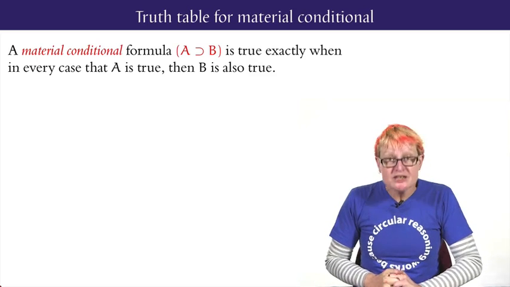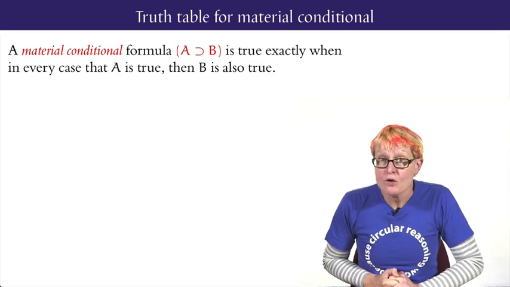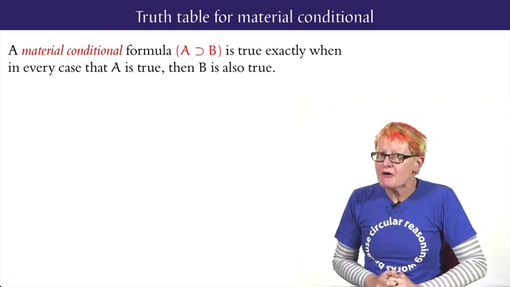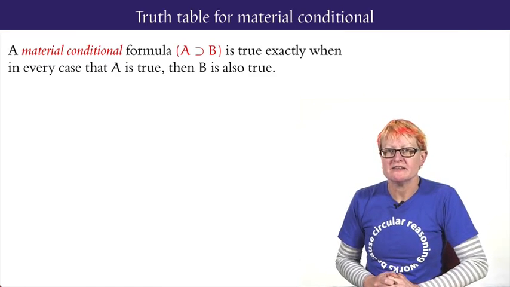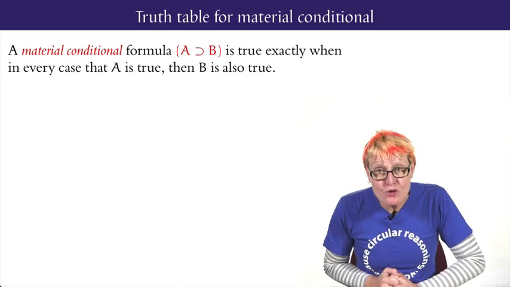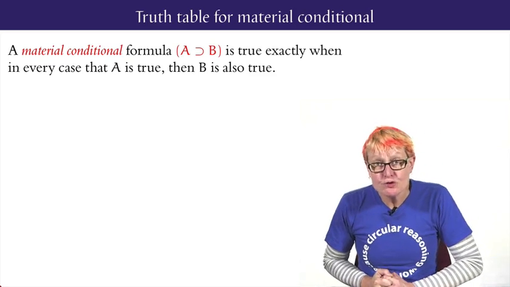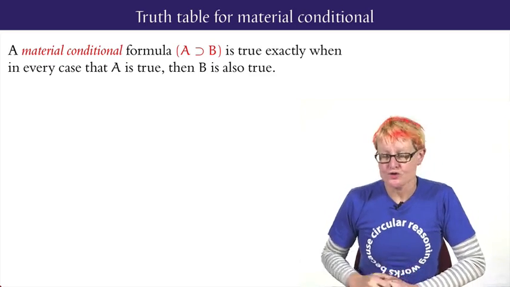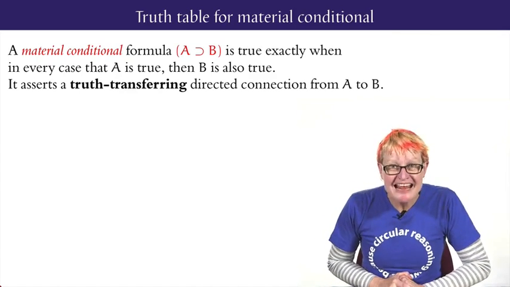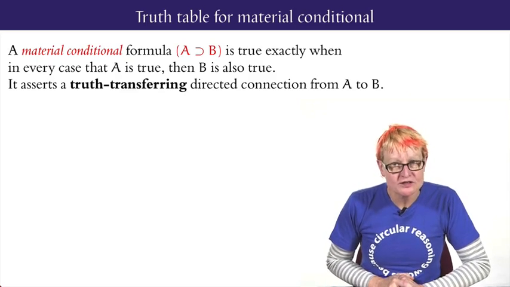A material conditional formula, A horseshoe B, is read as if A then B or A implies B. In other courses using logic, you may see an arrow symbol rather than the horseshoe for this connective, but we'll be using the horseshoe. A formula A horseshoe B is true exactly when in every case that A is true, then B is also true. It asserts that there is a truth-transferring direct connection from the antecedent A to the consequent B.